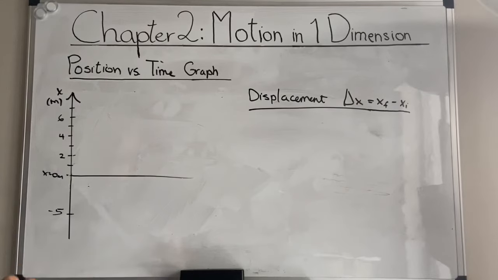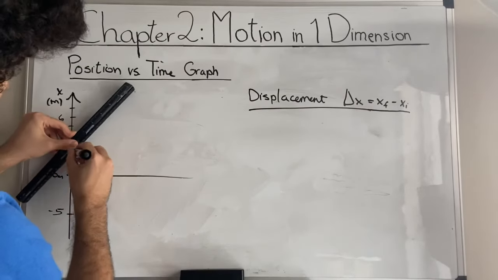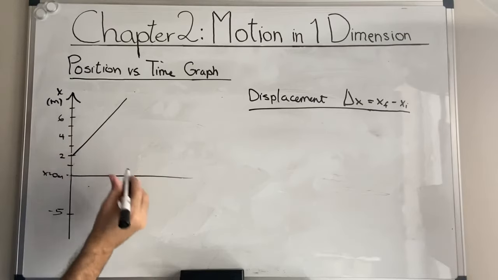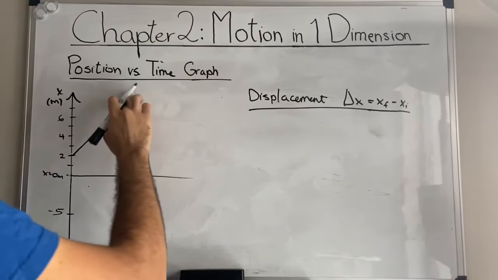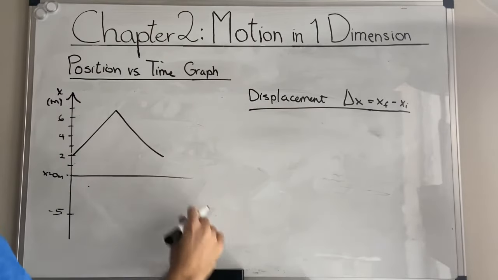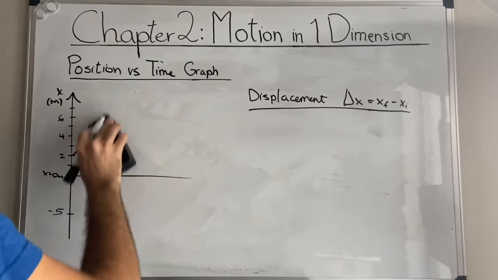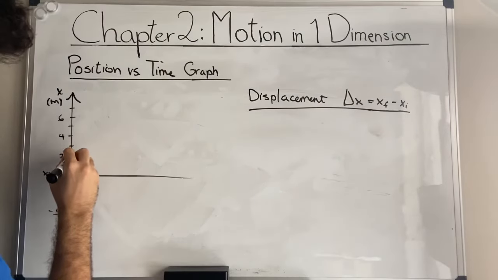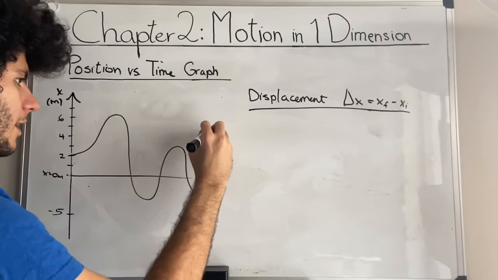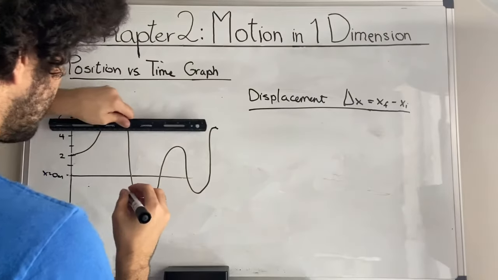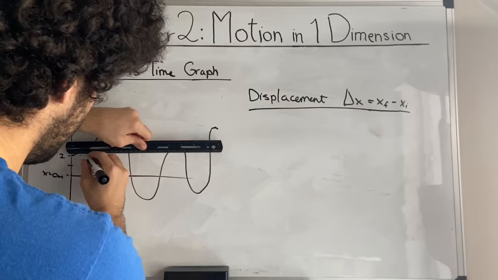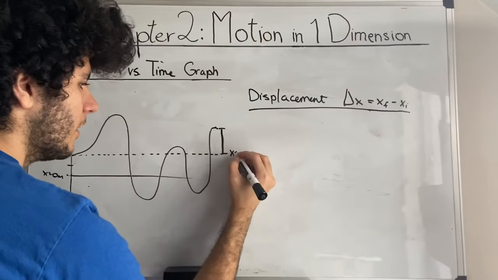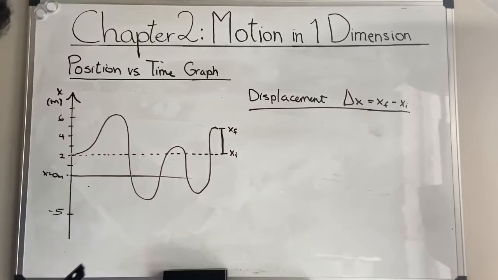One other remark is that if the graph does not start at 0, 0, not to panic, that just means the object starts at x equals 2, and then starts moving in the positive x direction, or starts moving in the negative x direction. The important thing about displacement, though, is that regardless, the displacement does not care about the journey. It only cares about the end point. Say we end over here. What the displacement cares about is this: it is the distance between the initial and the final, and it's calculated from final to initial.